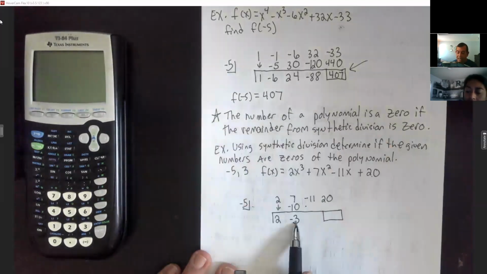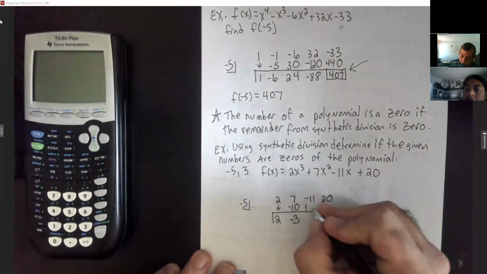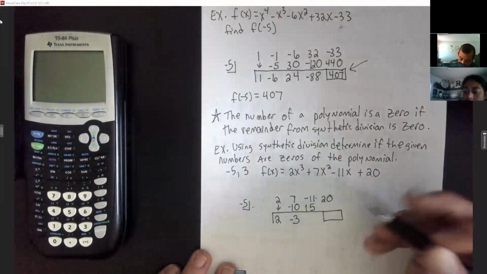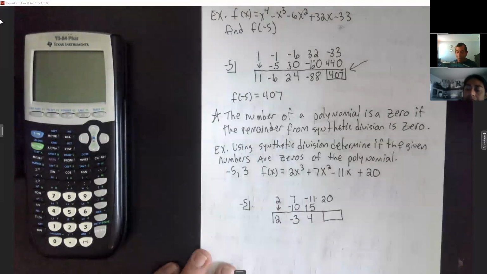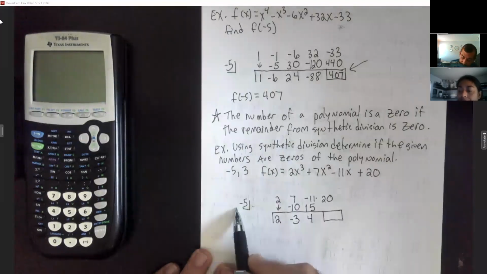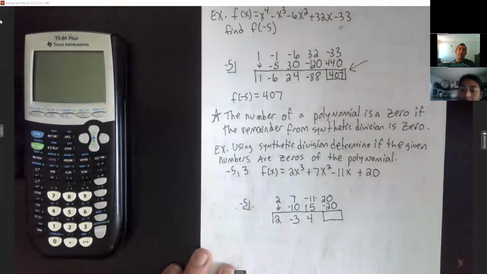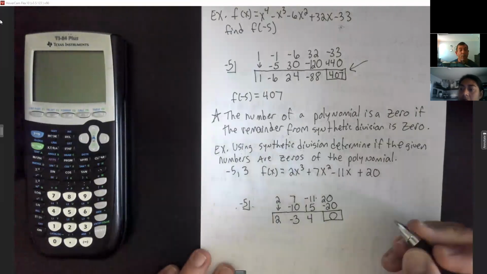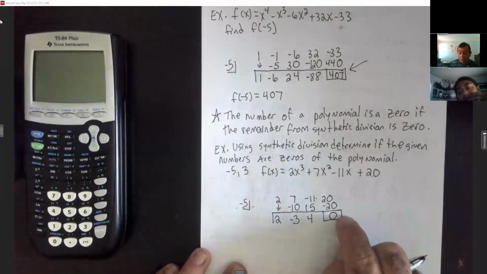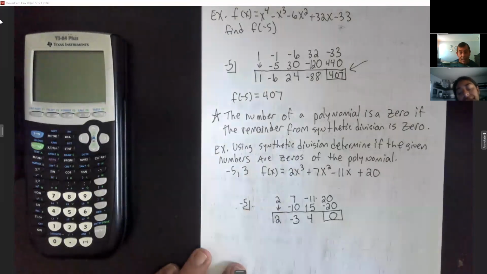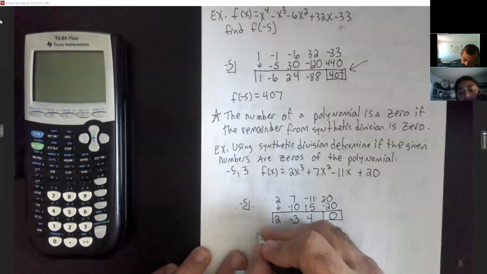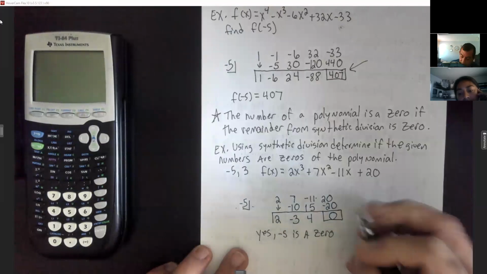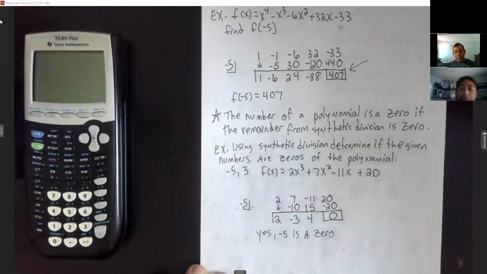So negative 3 times negative 5 is a positive 15. Let's see, 15 minus 11, that's going to give me what, a 4? 4 times negative 5 is negative 20. Then when I add that last column, 20 minus 20 is a 0. So since the remainder is 0, that means yes, negative 5 is a 0. Okay?